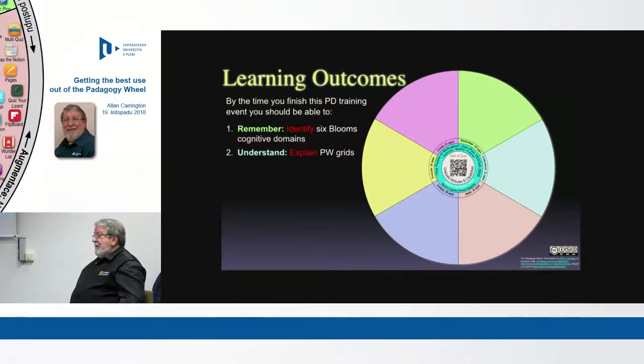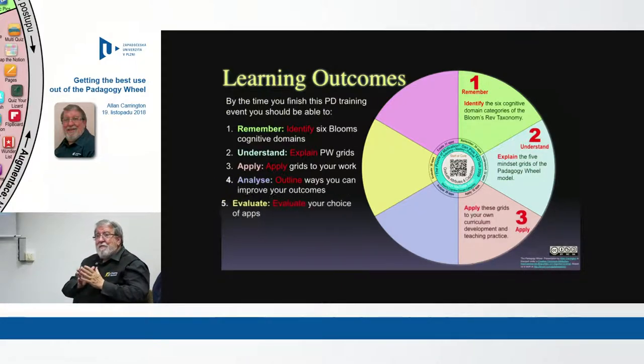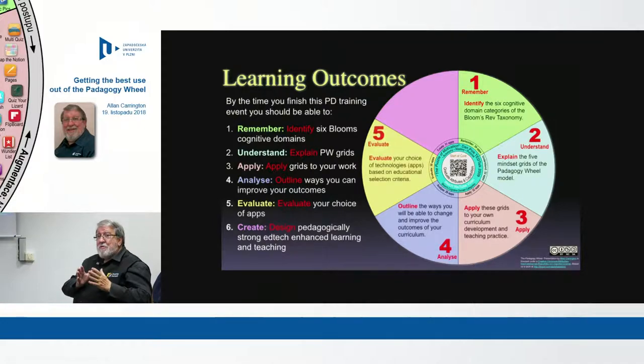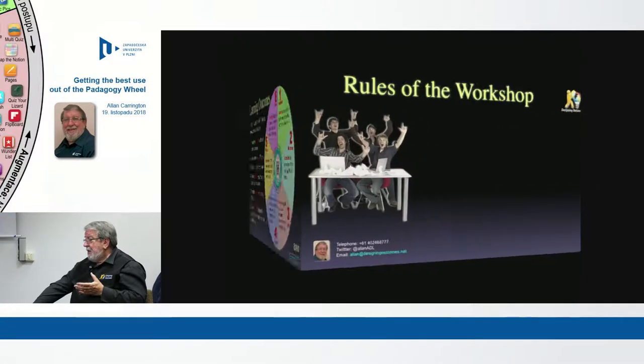What we're going to try to do today is, in fact, 6 outcomes. Now, we do this in 4 hours. We've done it in a 4-hour lecture. We're going to try in 2 hours, yeah? Okay. If you want to stay around, it's okay with me, but I'll be here as long as you want, okay? Now we identify the Bloom's cognitive domains. We're going to talk about what I call the pedagogy wheel grids, or the gears that make it all fit together. We're going to apply the grids to your work and analyse or outline ways you can improve your outcomes, evaluate your choice of apps, and design pedagogically strong edtech things.